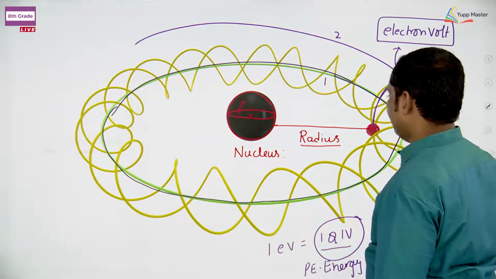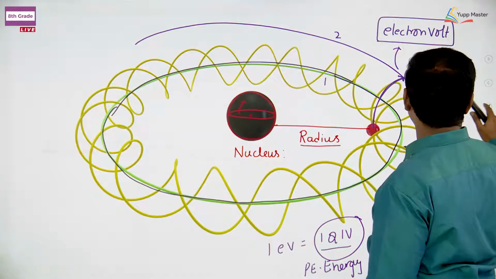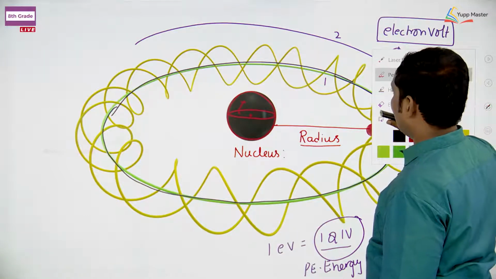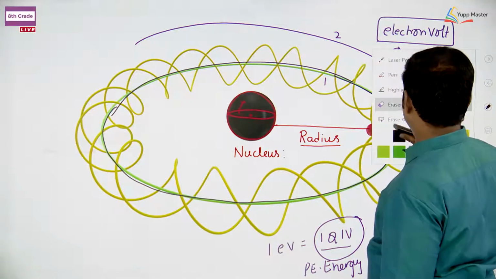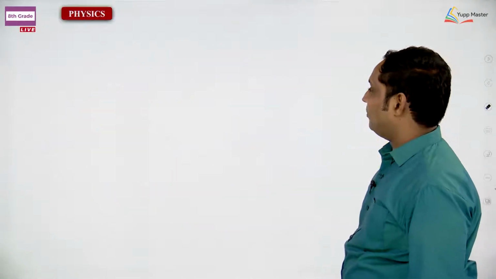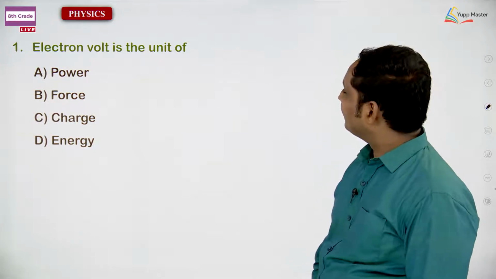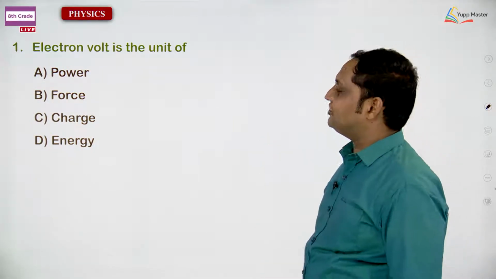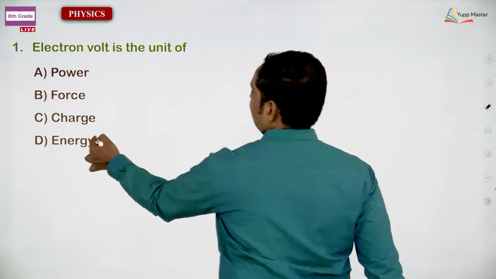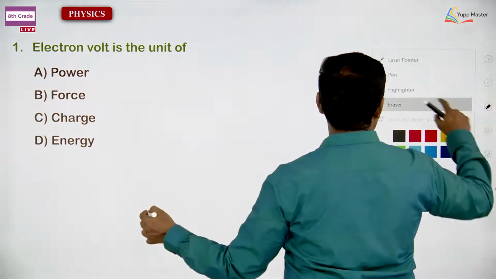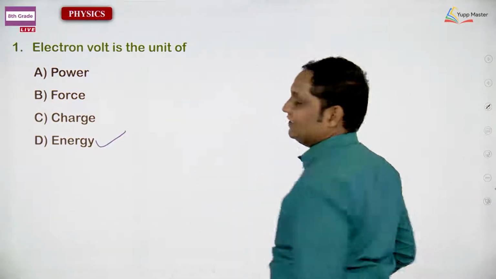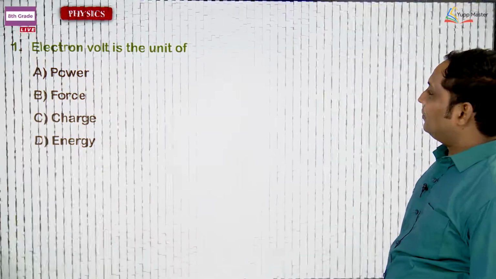Just you can easily identify this topic to get the problems. All right. So please take this one. Let's go for the problem. Electron volt is the unit of energy. It's very clear. Right. We are getting the topic, that is energy. Now you can take that.